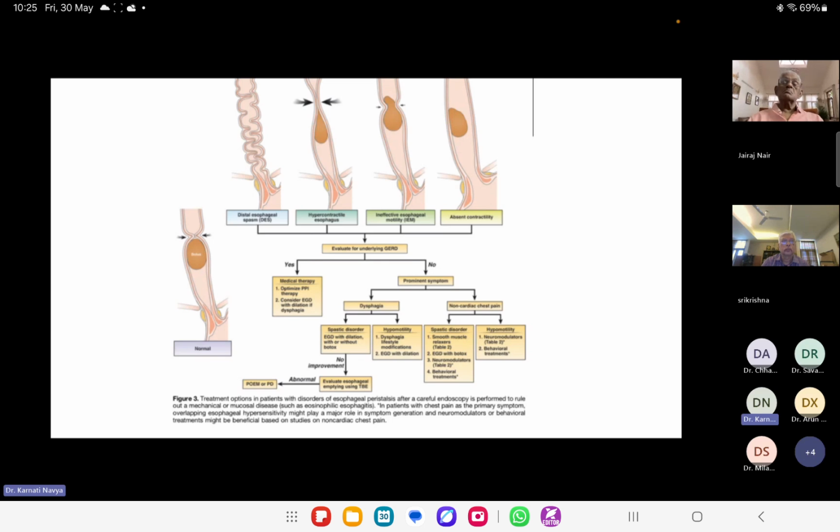If there is no improvement, then evaluate the emptying time with a barium esophagogram. If that is abnormal, then perform a pneumatic dilatation or a peroral endoscopic myotomy. If the patient presents with non-cardiac chest pain, in patients with spastic disorders, smooth muscle relaxants can be given, or Botox injections, or neuromodulators, or behavioral treatments. In case of hypomotility, neuromodulators or behavioral treatments are generally an option. If patients with hypomotility disorders present with dysphagia, then lifestyle modifications are usually advised or esophagogastroduodenoscopy with dilatation is performed.